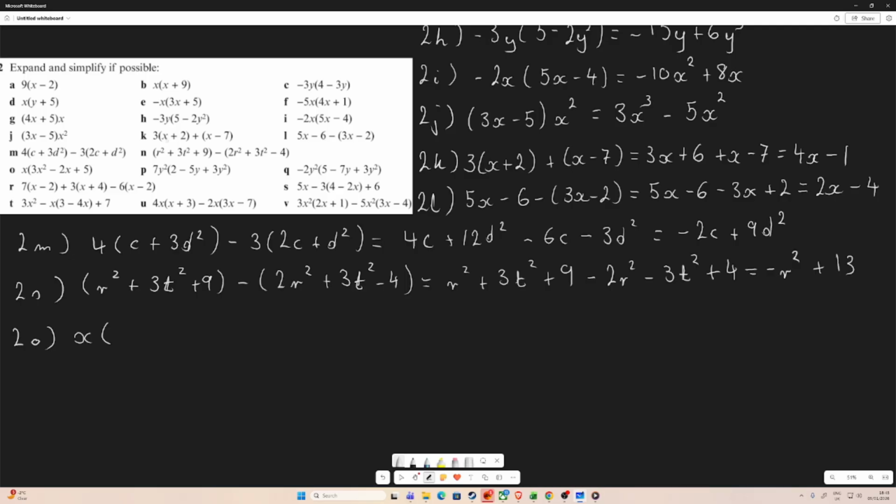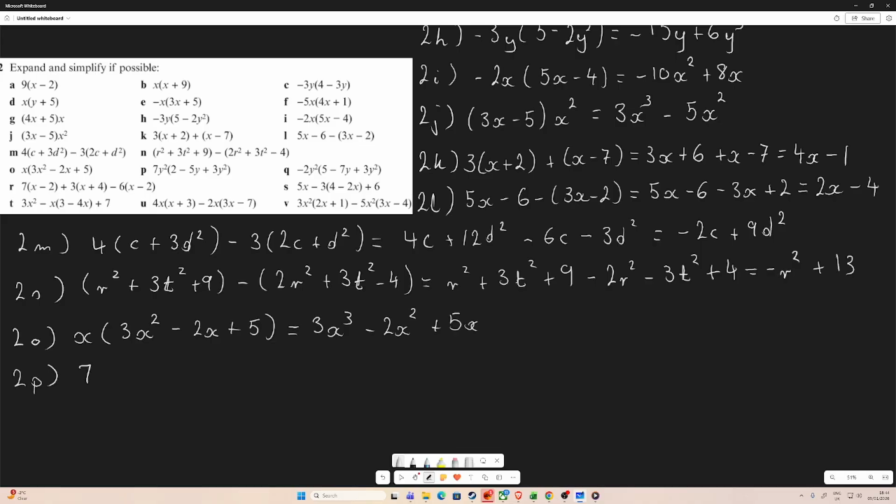Question 2o. X into 3x squared minus 2x plus 5, and simply 3x to the power of 3 minus 2x squared plus 5x. Question 2b.